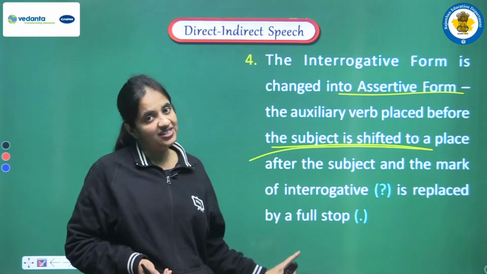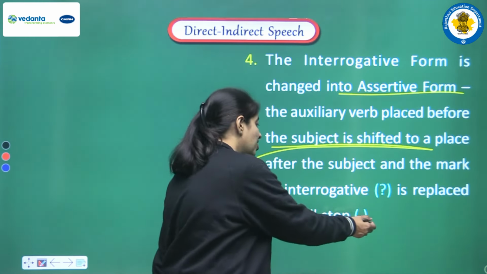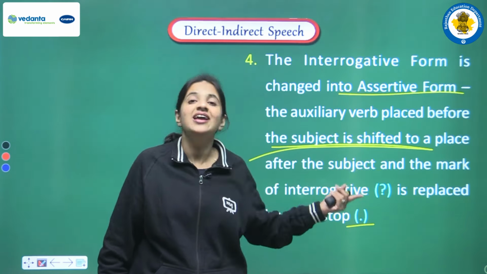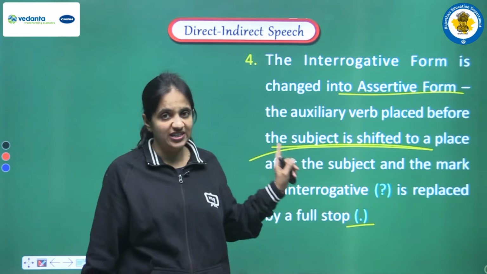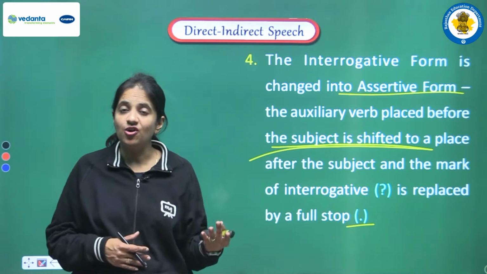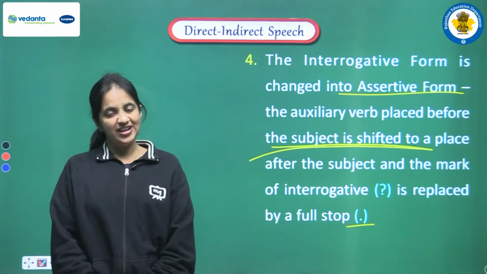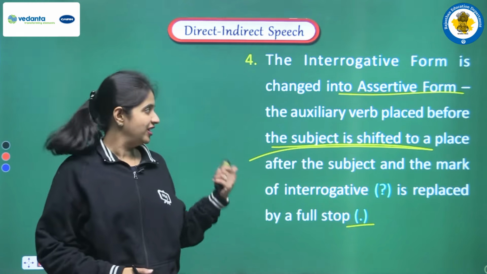And yes, second change, at the end of the sentence we have to write one full stop in the place of the question mark, and with the help of these two changes we can change the structure of the interrogative sentence into assertive one. Okay students, so this is all about interrogative sentence.